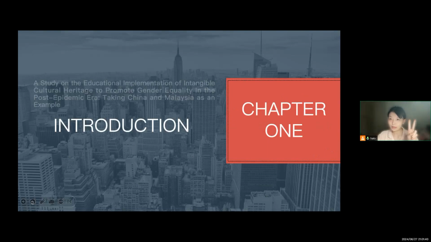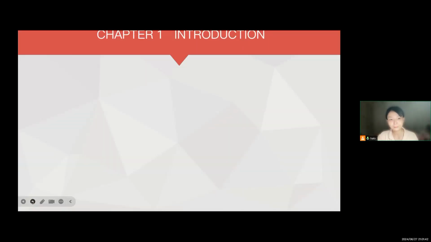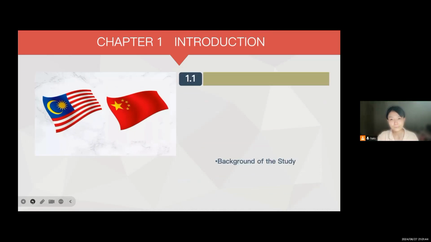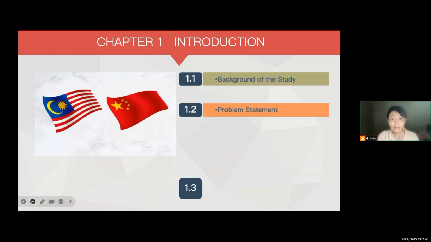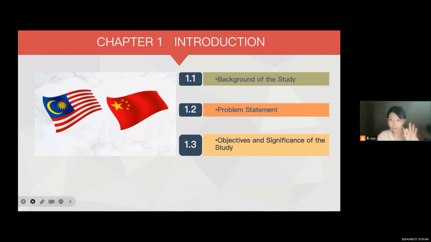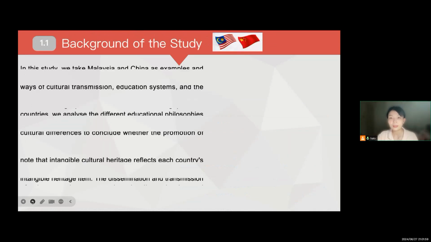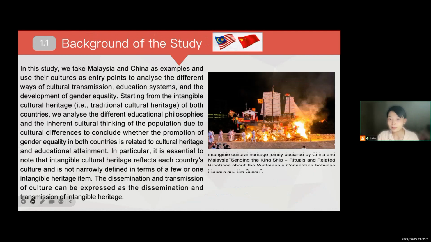Next, come to Chapter 2, Introduction. So, the introduction is divided into three aspects: background of the study, problem statement, and objectives and significance of the study. First, background of the study.